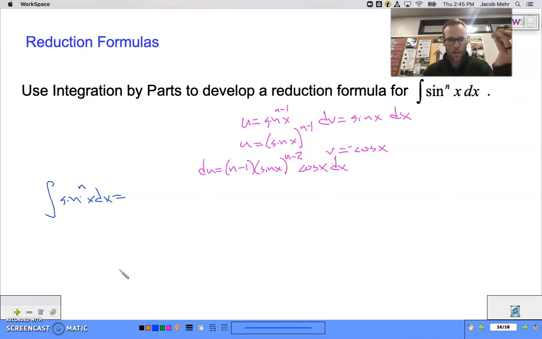Now, where were we? Setting up integration by parts here. So, we've got u times v. All right, so negative cosine of x, sine to the n minus 1 of x, u times v, minus the integral of v du, negative cosine times all of this.